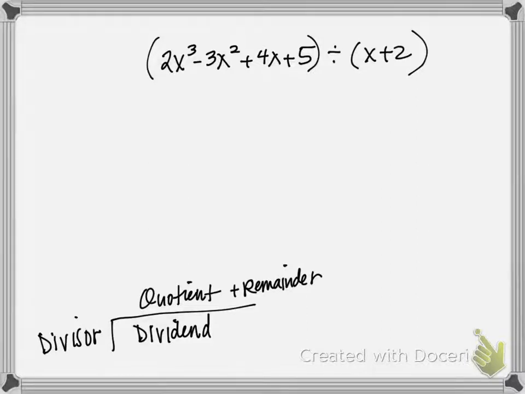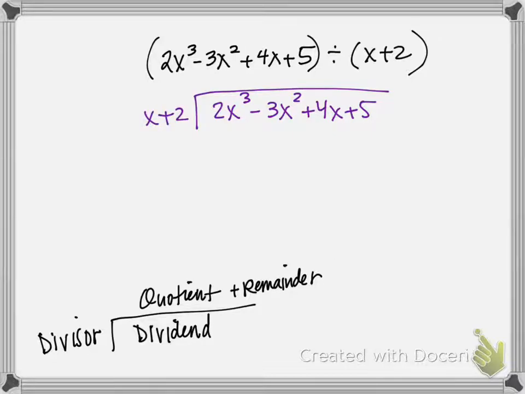We're going to practice dividing polynomials here. So this polynomial, this is our dividend, and this is our divisor. So I have 2x to the third minus 3x squared plus 4x plus 5 divided by x plus 2. So where do you begin?